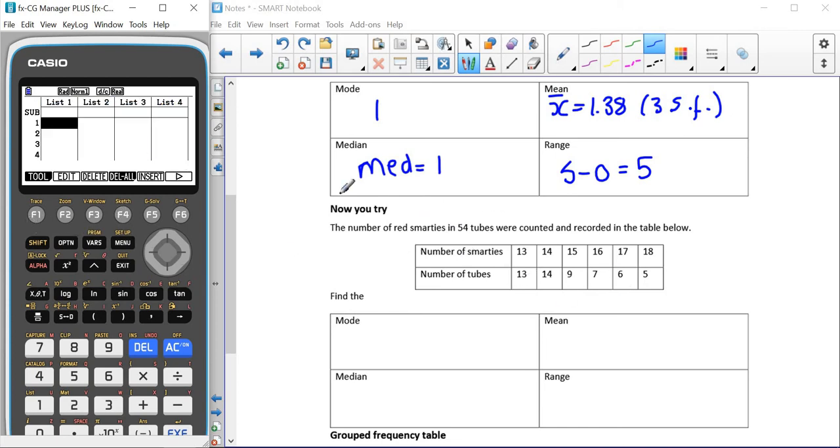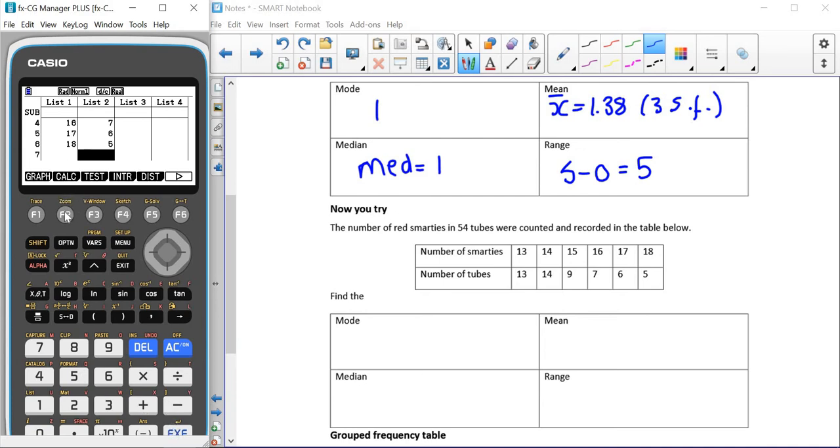So hopefully you've paused the video and given the Now You Try a go. I've just been deleting the data from my calculator. Again, this time the number of Smarties is our observations. So we've got 13, 14, 15, 16, 17 or 18 Smarties. And the frequencies, the number of tubes that had those amounts of Smarties, we're going to put in our list 2: 13, 14, 9, 7, 6, 5.